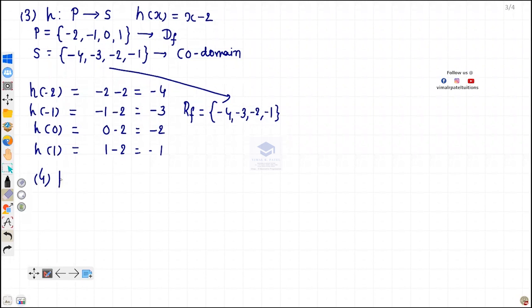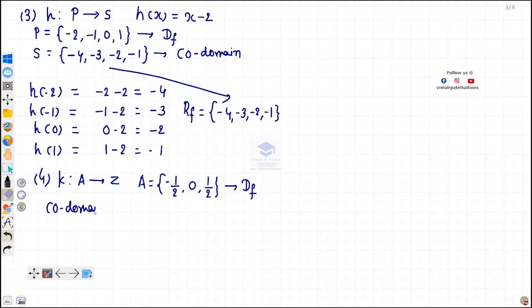Then K is a function from A to Z. A is equal to minus 1/2, 0, and 1/2. So this is your domain. Codomain Z means all integer numbers, minus as well as plus. N is only positive integers. Z means all integer numbers, not fractions, non-fraction. 0, 1, 2, 3, infinite, minus 1, minus 2, minus 3, minus 4, minus 5.